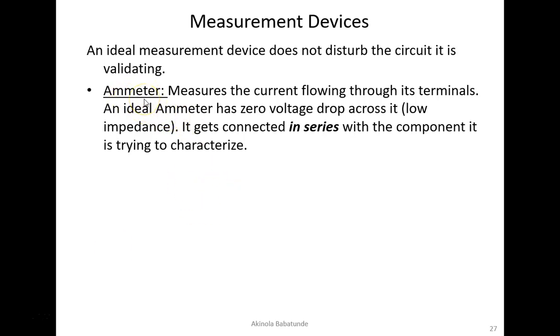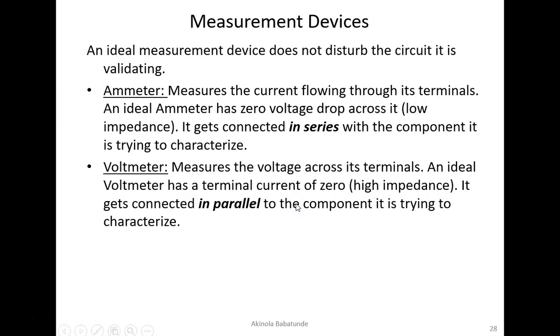An ammeter is used to measure current flowing through its terminals. An ideal ammeter has zero voltage drop across it. That simply means it has very low impedance. It has low impedance, and it gets connected in series with the component it is trying to characterize. The next is the voltmeter. The voltmeter is used to measure the voltage across its terminals.